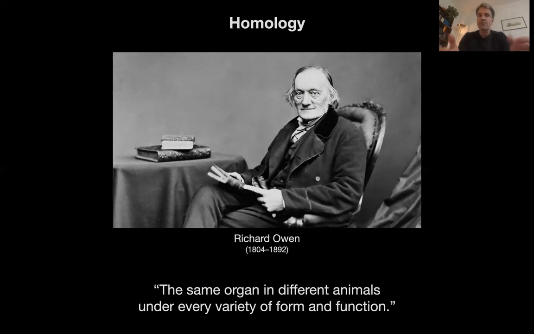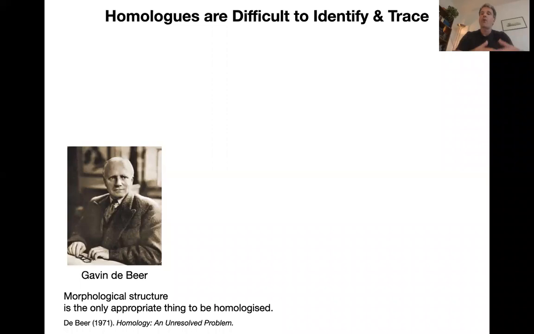Over history, people have debated a lot about what homology is, and there are some rather conservative views. It's very complicated. Homology means different things at different levels and all that. So here's Gavin de Beer in 1971 in his book Homology, an Unresolved Problem. He writes, morphological structure is the only appropriate thing to be homologized. Okay, so we have to be careful.